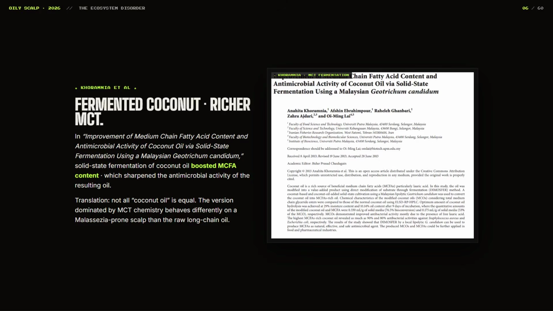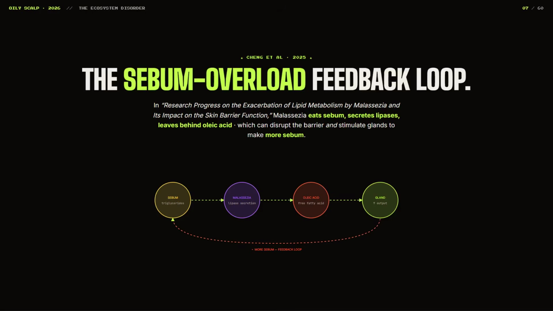Corynebacterium et al. In the 2013 paper titled, quote, "Improvement of medium-chain fatty acid content and antimicrobial activity of coconut oil via solid-state fermentation using a Malaysian Geotrichum candidum," unquote, modifying coconut oil to increase free medium-chain fatty acids greatly improved its antimicrobial, specifically antibacterial, activity. Their optimized modified coconut oil contained about 53% medium-chain fatty acids.